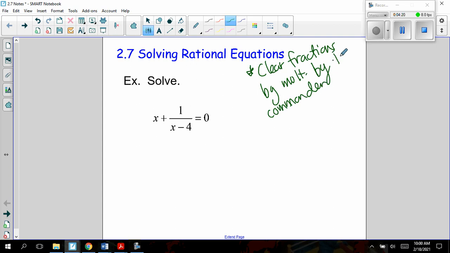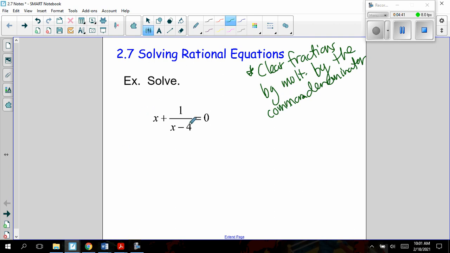Multiply by the common denominator. I say common denominator versus LCM, which is what I did before, and that makes more sense when they're numbers. Now your common denominator is going to have x in it, so it's still a least common multiple, it's just not as clear as it was with numbers.